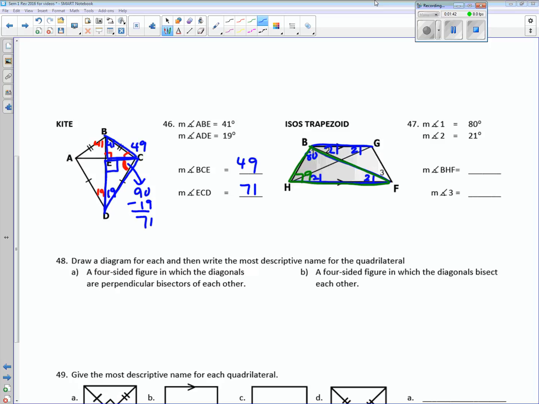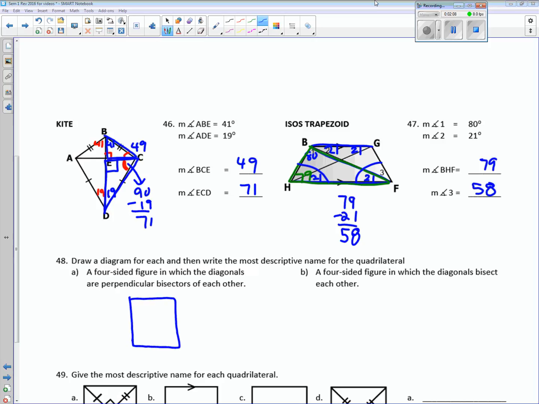If this whole angle BHF has to be 79, then that means angle GFH has to be 79. If I subtract the bottom part of 21, that's going to leave me 58 for the measure of angle 3. Oh, I forgot to write in BHF. That was 79.